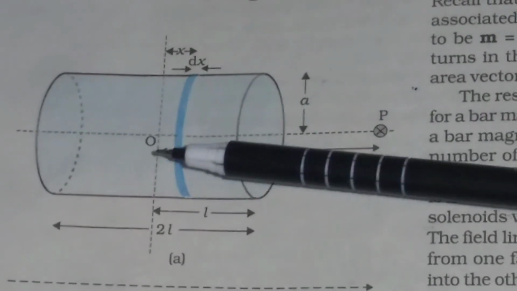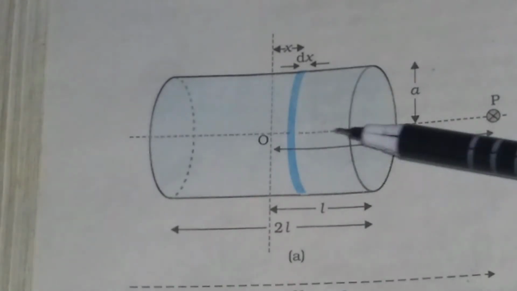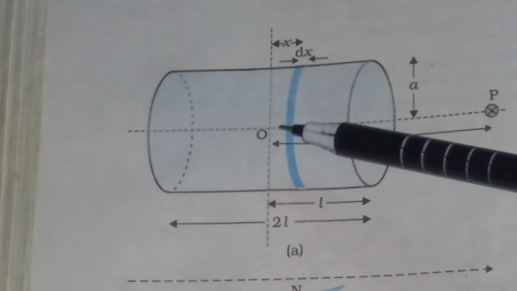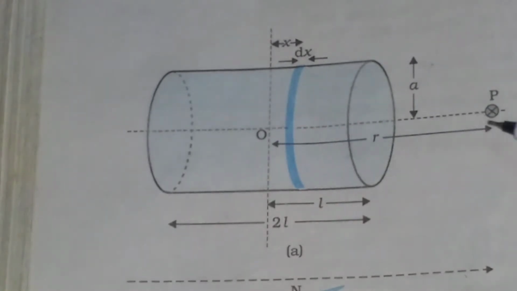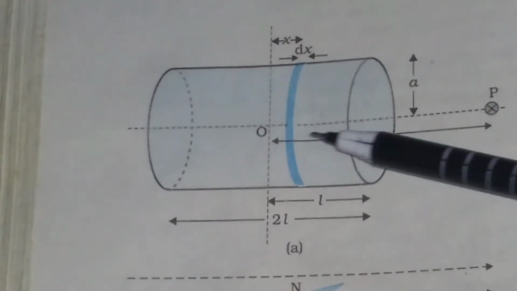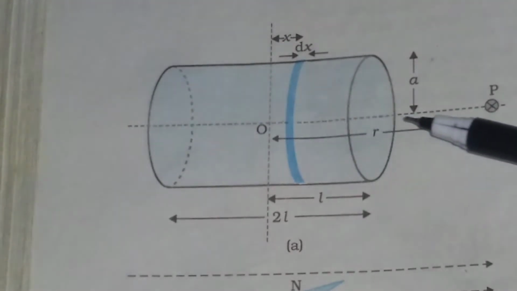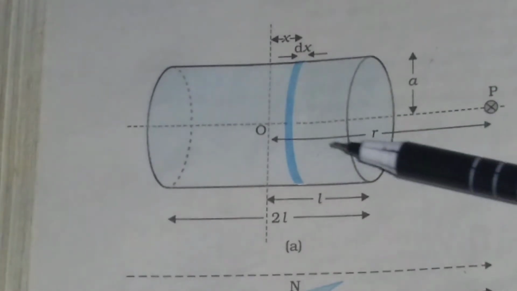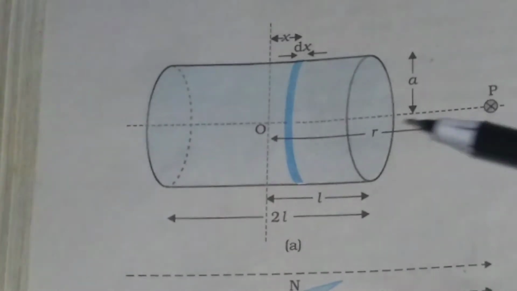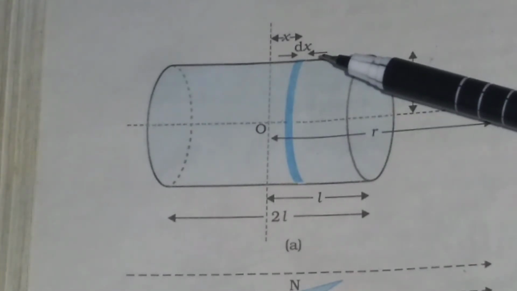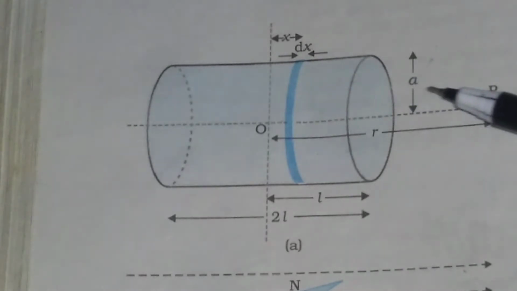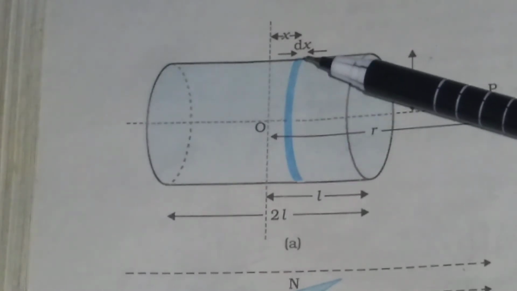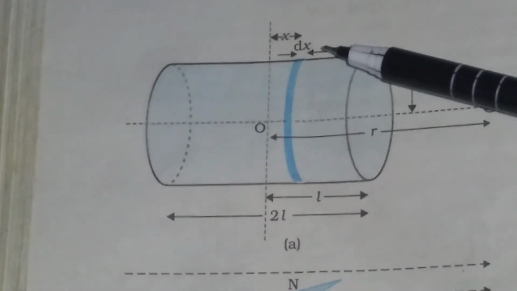r minus x, sorry. This distance is equal to r and this distance is equal to x. So this distance will be equal to r minus x, is it not? So this distance is r minus x and this distance is a. So this distance will be equal to (r minus x) whole square plus a square, which takes the place of x square in the coil formula.